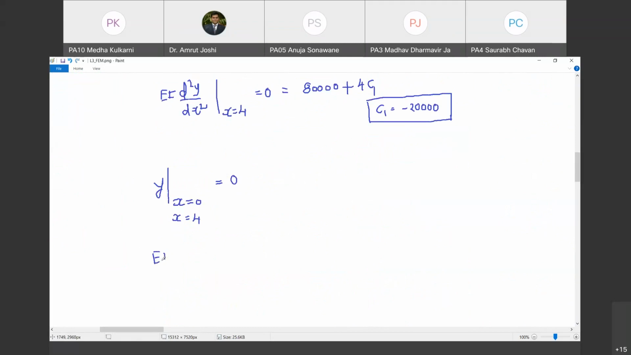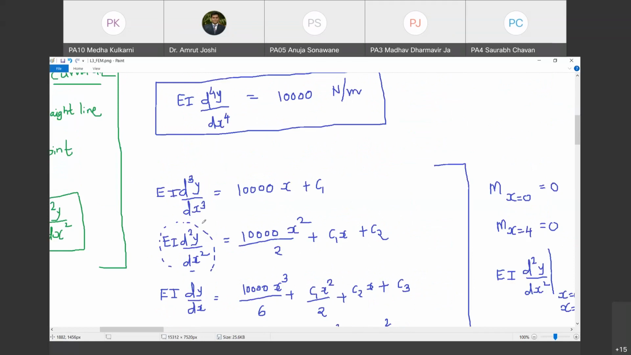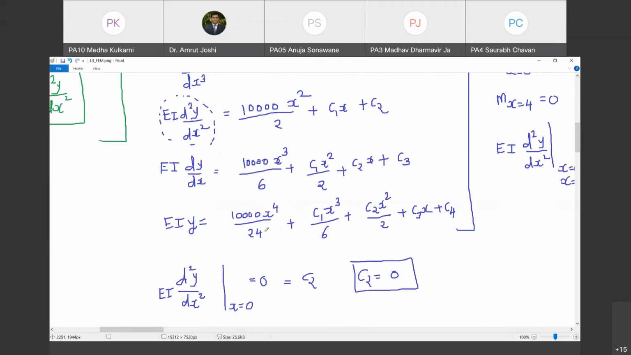Yes, sir. So I will just write that. So that is easy for us. So EIY at x equal to 0 and at x equal to 4 is 0. Do you agree with me? Yes, sir. What does this boundary condition translate itself into? So have a look at EI dy by dx.